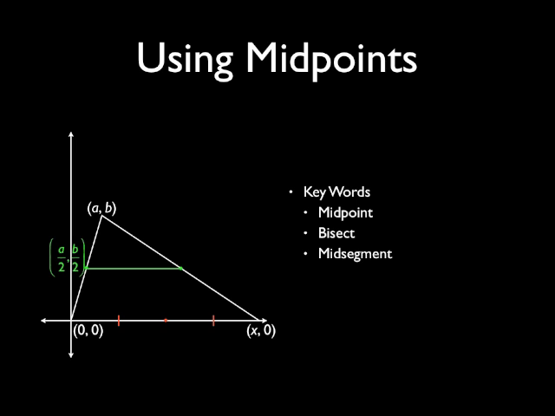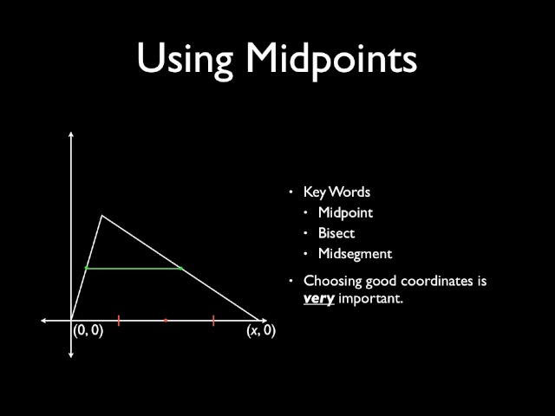How many of you like fractions? They can be very difficult to work with. What we often do is use a trick. And this is a place where choosing good coordinates becomes very important. We can replace those top coordinates, instead of A, B, let's call them 2A and 2B. All that does is it guarantees that you can easily divide things by 2.